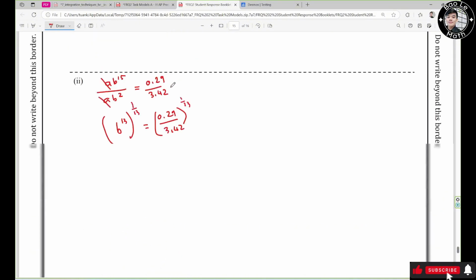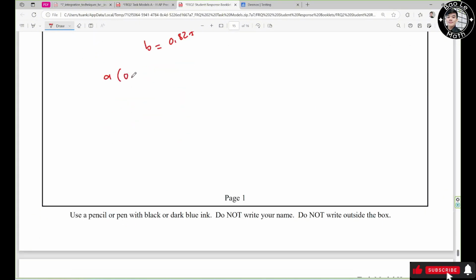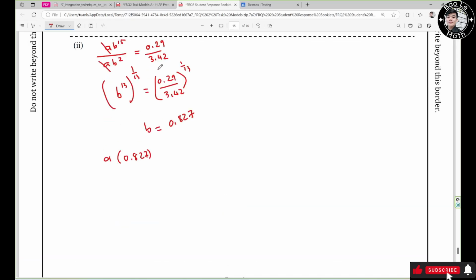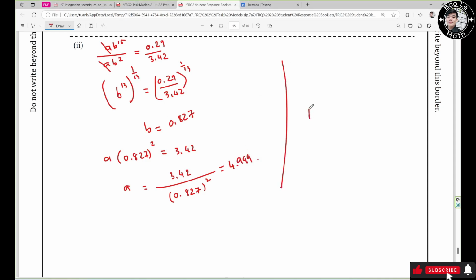So I pick the first one, right? So I have A times 0.827 to the power of 2 equals 3.42. So A equals 3.42 divided by 0.827 squared, right? So it's going to be 4.999, right? Alright, so I have the equation. It's going to be R(t) equals 4.999 times 0.827 raised to the t, right?